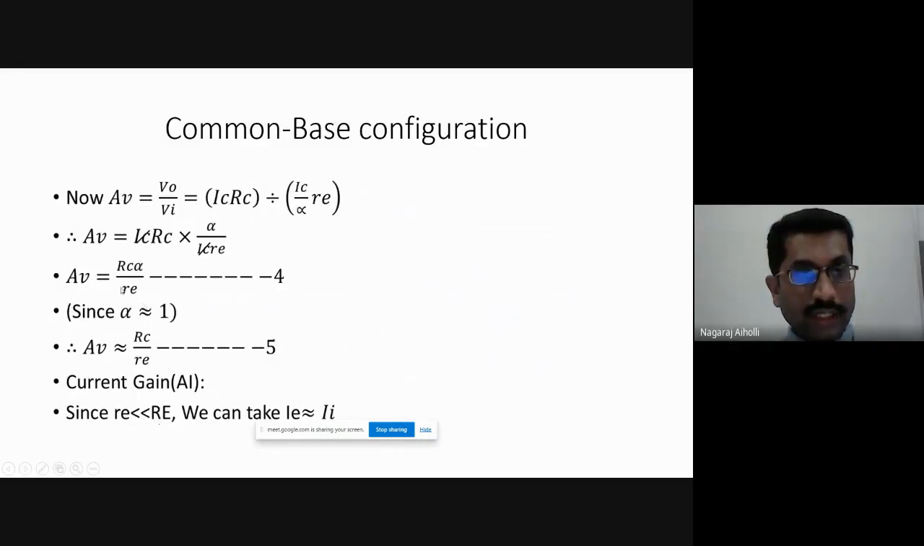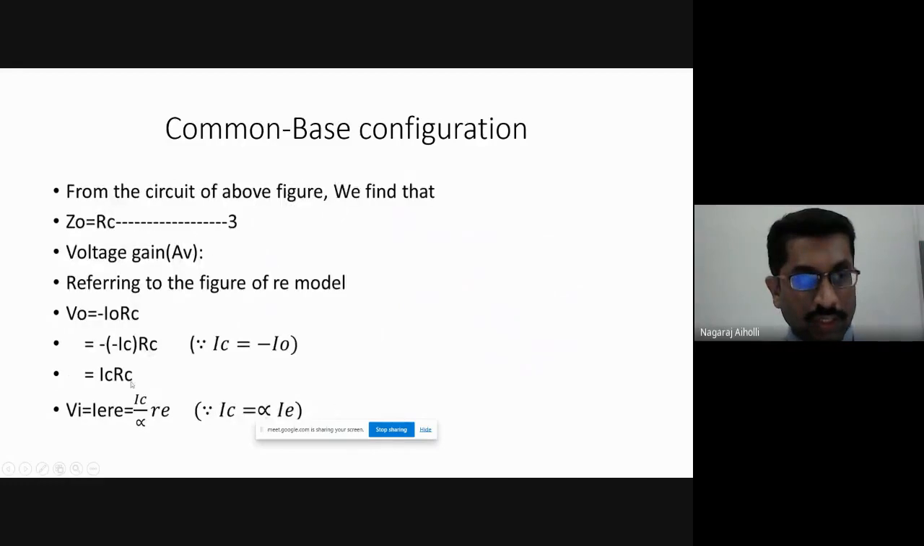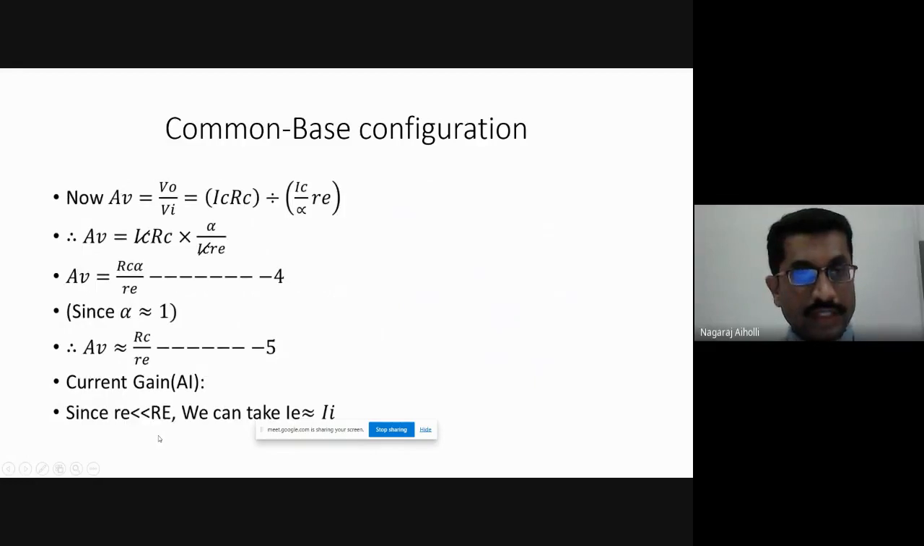Therefore, what is voltage gain? It is V naught by Vi. V naught, how much we have got? IC RC. Then Vi, how much we have got? IC re by alpha. Substitute them: IC RC divided by IC re by alpha, that is cross product, IC RC into alpha divided by IC re. The denominator will come to numerator, numerator will come to denominator, and IC and IC will cancel. Therefore, AV is equal to RC alpha by re.